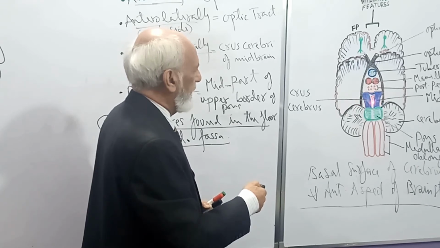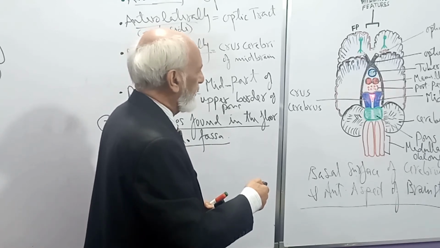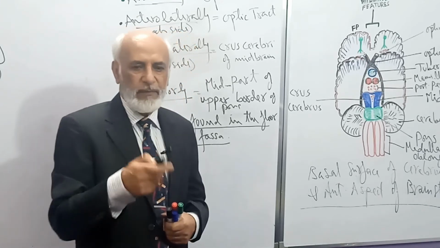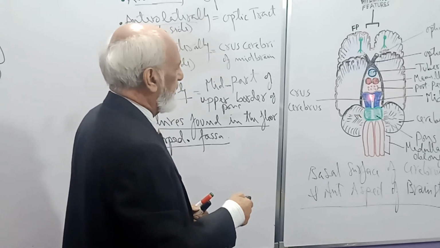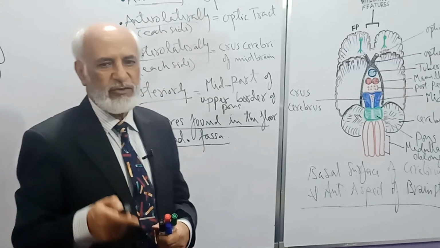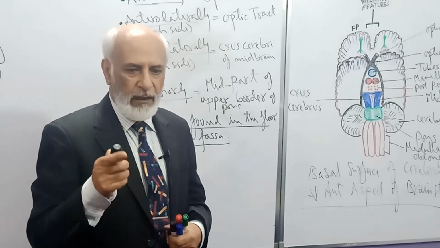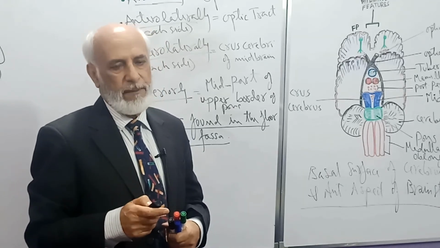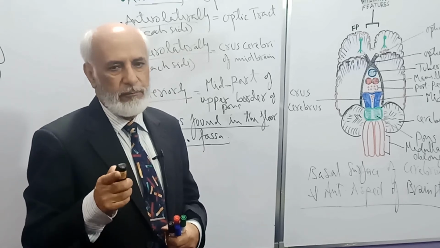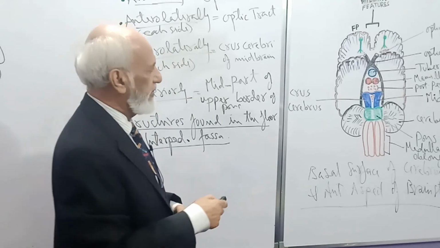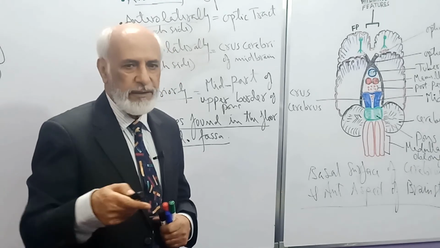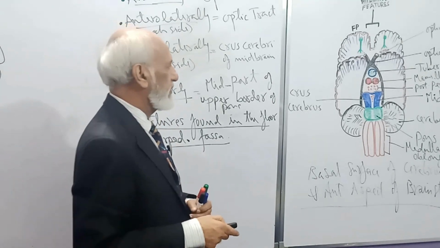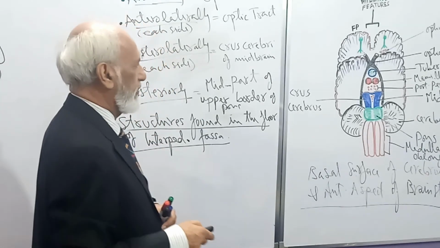This is called interpeduncular fossa between the crus cerebri of the midbrain. So this posterior perforated substance extends downwards, and that we will discuss later with the midbrain. This is posterior perforated substance because it is perforated by the central branches of the circle of Willis and the posterior cerebral arteries. Central branches of posterior cerebral arteries and circle of Willis, they penetrate to enter the structures inside the brain substance.